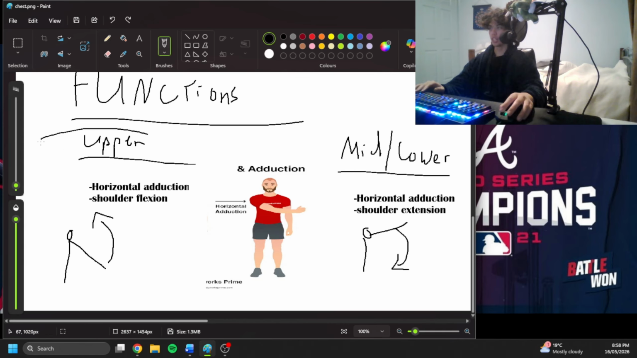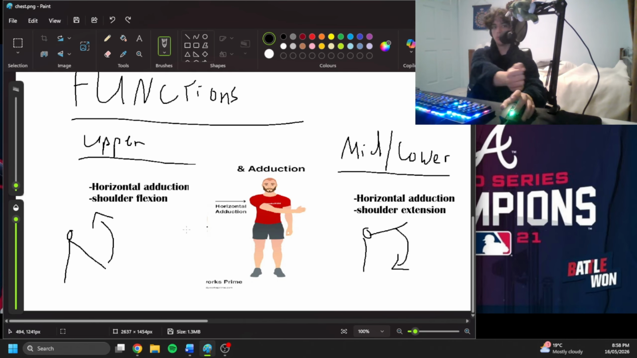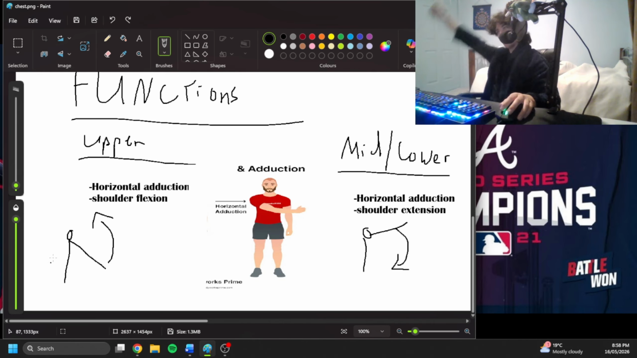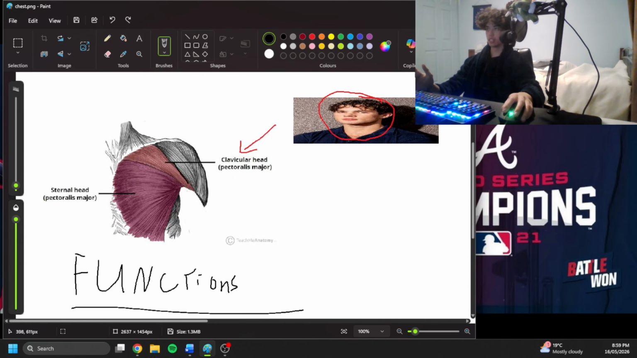So the upper chest is primarily used in horizontal adduction. Got the diagram right here. Bring your arm across the body. And shoulder flexion, bringing your arm up. See, this guy's bringing his arm up. If we look at this diagram again, we can see the fibers going this way. So in order to shorten them, you'd have to bring your arm up and across a little bit.